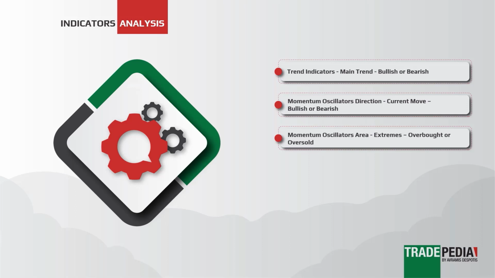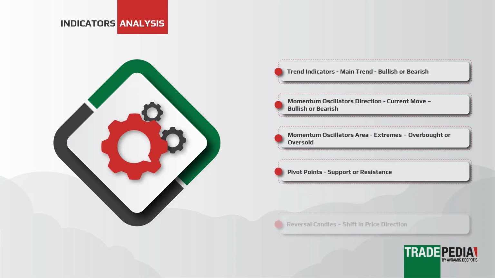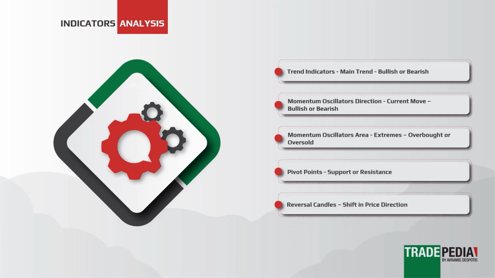overbought or oversold. We will determine support and resistance levels using different calculation techniques of pivot points, and we will use reversal Japanese candlesticks to detect a shift in price direction near these support and resistance levels.